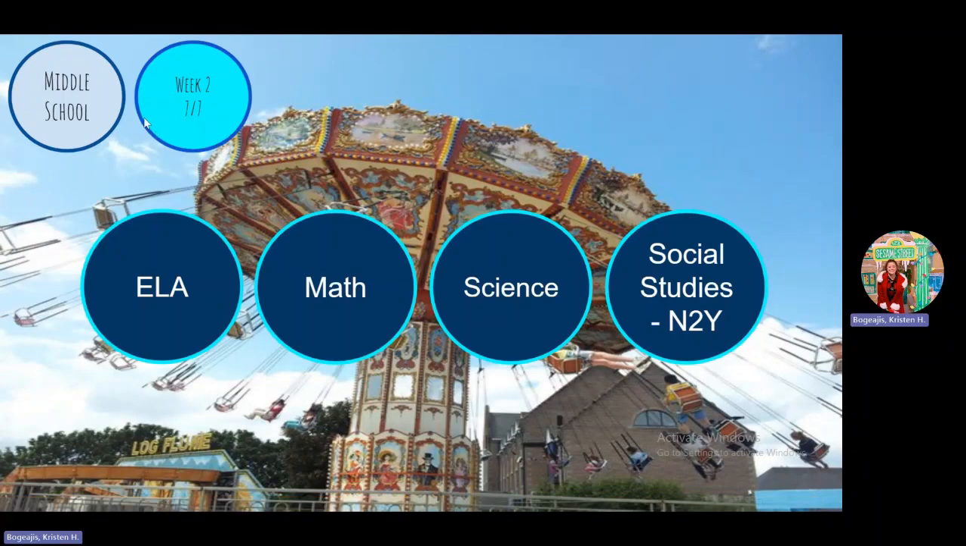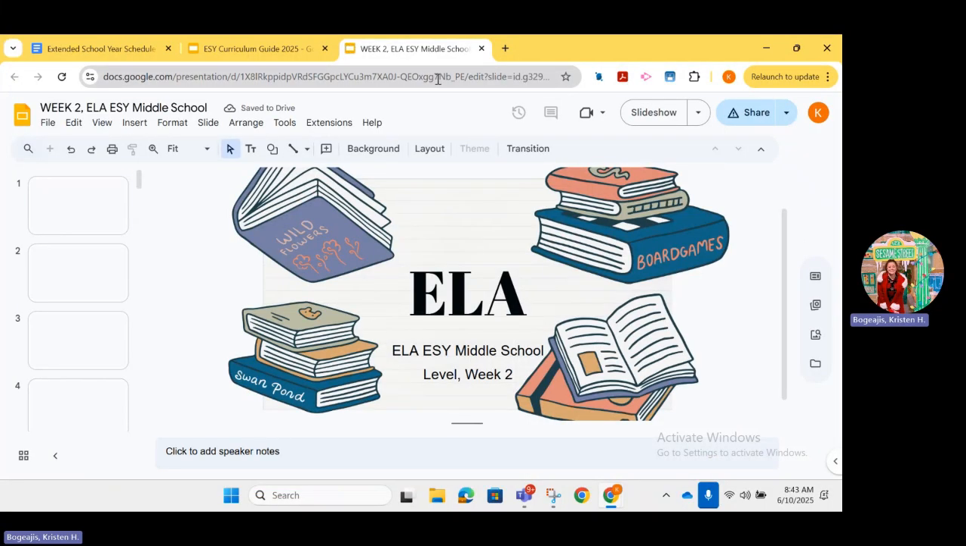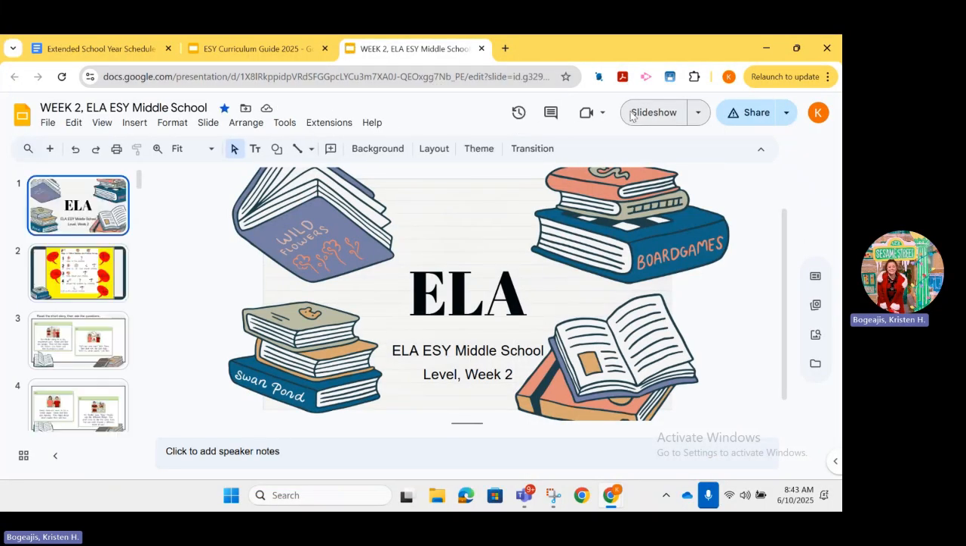So up in the top left corner, you are going to see these two bubbles that will let you know that you are in the right week. So middle school, week 2, beginning on 7/7. So that's how you'll know you're in the right suite of materials here. Let's use ELA as an example. So you'll click on ELA and that will take you to your curriculum for the week.